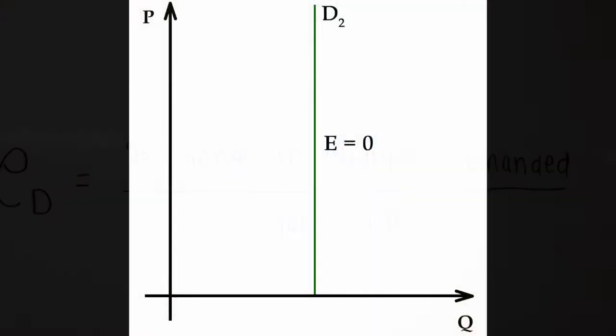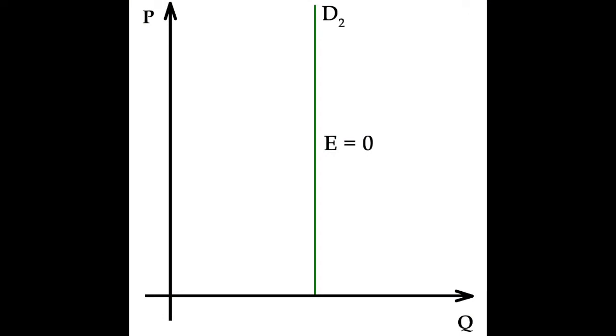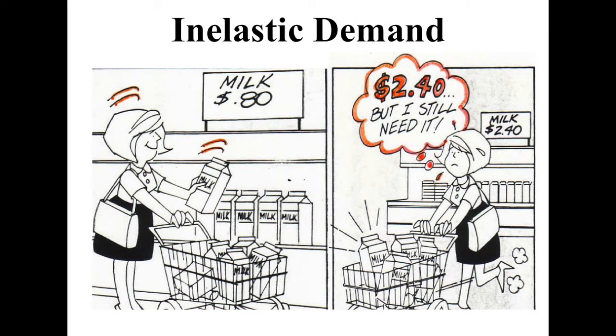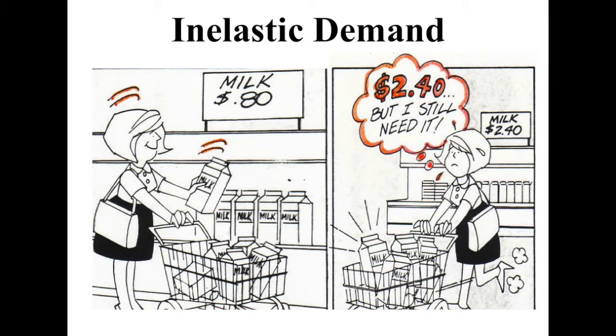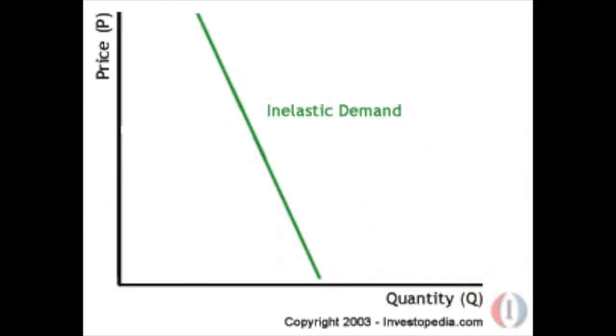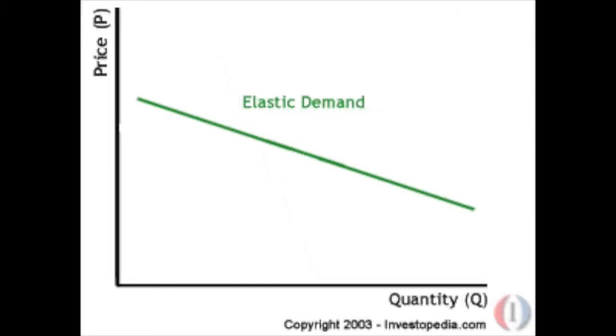A vertical demand curve is said to be perfectly inelastic because no matter what the price is, the quantity demanded remains the same. A horizontal demand curve is said to be perfectly elastic since even a small change in price causes a big change in the quantity demanded. Of course, perfectly elastic or perfectly inelastic demand curves aren't very common. Nearly all demand curves slope downward, meaning that moderate changes in price cause moderate changes in quantities demanded. The flatter a demand curve becomes, the greater the changes in quantity demanded for any given price.